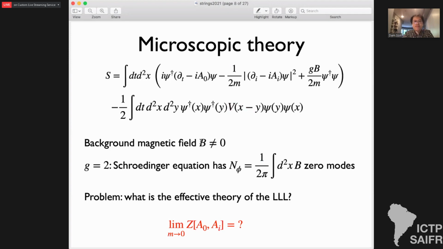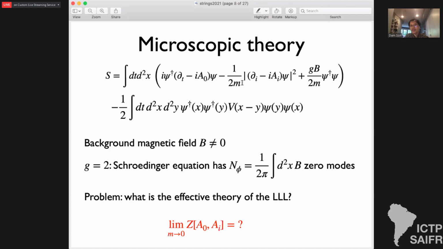What we know is that if g, the g factor of the electron, is equal to two, the Schrodinger equation has zero modes. It has zero modes not only in the background of a constant magnetic field, but in any magnetic field. And the number of zero modes is equal to the number of magnetic flux quanta going through our system. And now these zero modes are the modes that survive if we take the limit m goes to zero. It seems that this action becomes singular in the limit m goes to zero, but in fact, it doesn't.